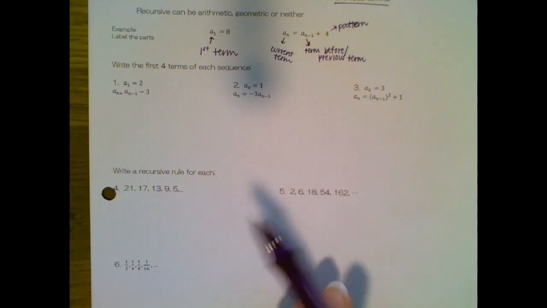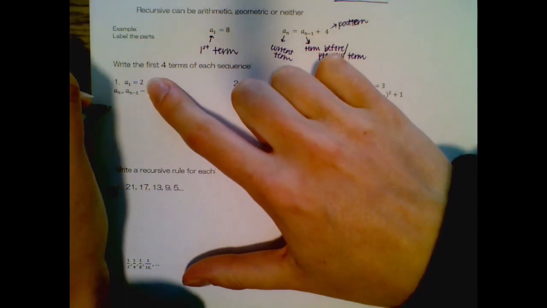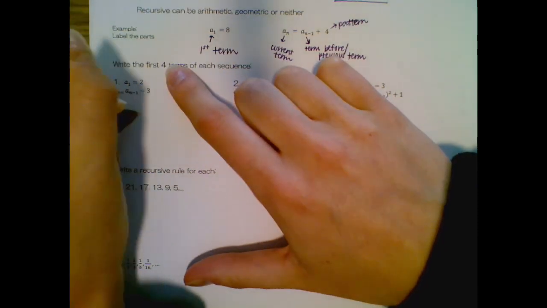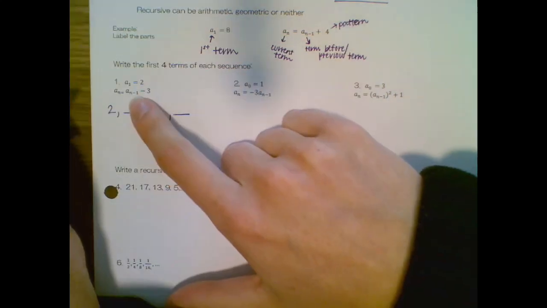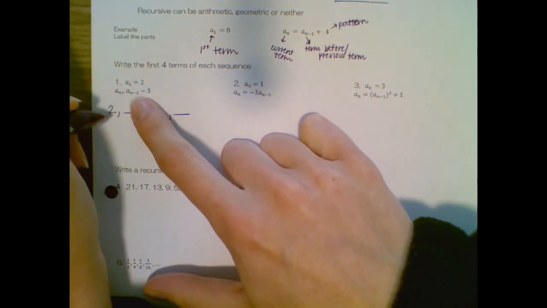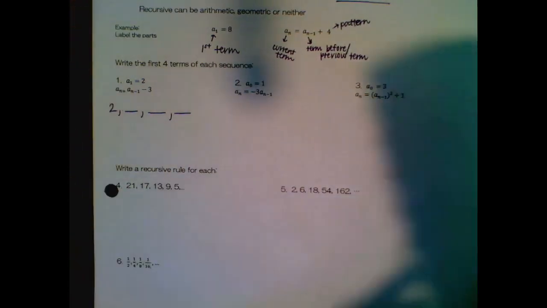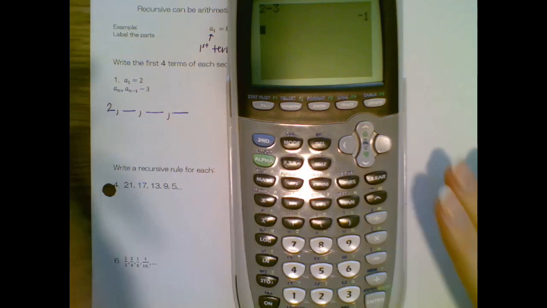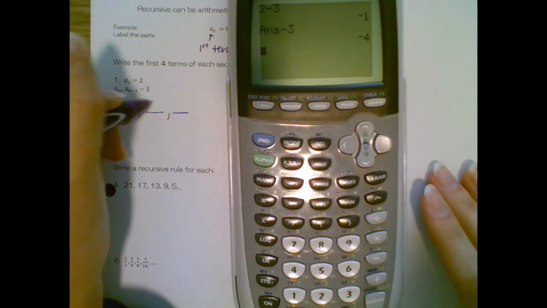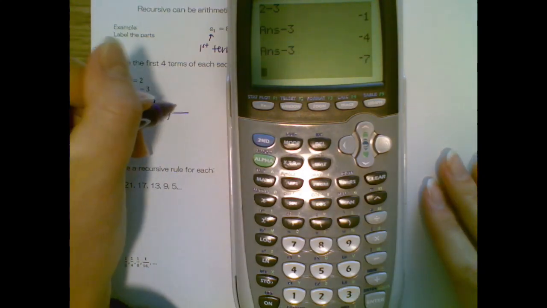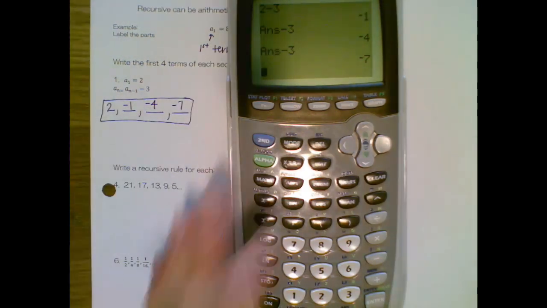Okay, so let's write the first 4 terms of each of these sequences using the information that we're given. So the first term here is 2, that's a sub 1, and we still need to fill in the next 3 terms, okay? This recursive rule is telling me, take the previous term and subtract 3. So 2 minus 3, if you're not sure, use your calculator, is negative 1, okay? To get the next term, I'm going to subtract 3 again, and again. So 2, negative 1, negative 4, negative 7. Okay?